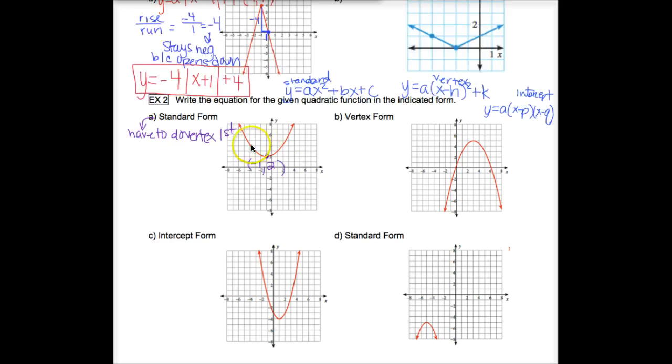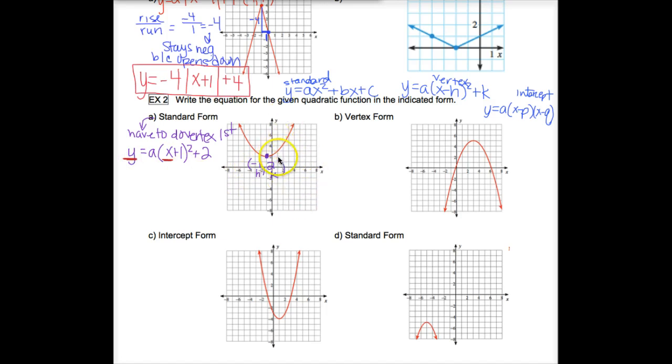There's no way to get directly to standard form from this. So I start with vertex form, and I say, okay, I know that my h is -1 and my k is 2. In order to be able to find my a value, because right now I know that it's going to look something like this, y = a(x minus -1) squared plus 2. But I need to find my a. So in order to find my a, I need to have something to plug in for my x and my y. So I need to find another exact point on the graph.